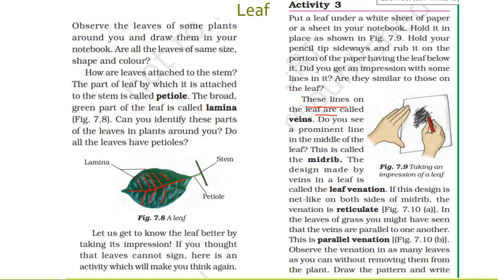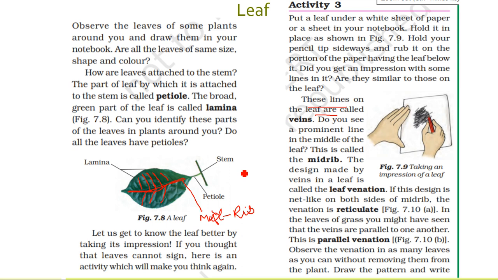Here you can see that I have made one middle line, and some small lines. The middle line is called midrib. And these lines, these branches from the midrib, are called leaf veins, veinlets or veins. Here activity 3 is going to explain to you the arrangement of these veins.